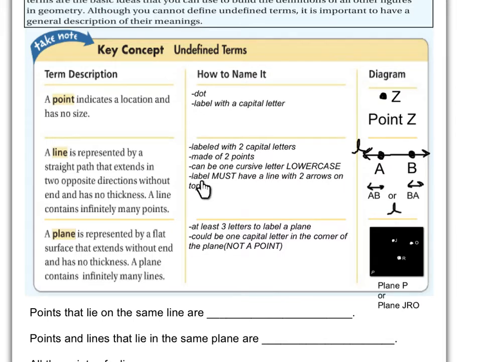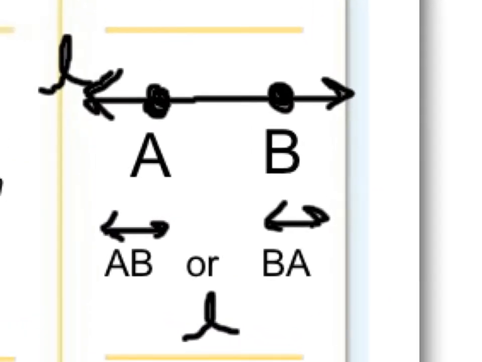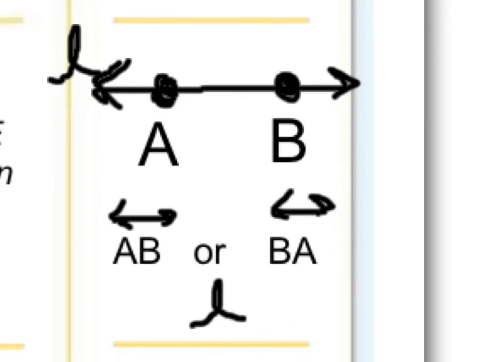You also must have a line with 2 arrows on top of your letters when you label these. As I look at my example, I've got a line right here, and we've got our line AB with points A and B on it. These 2 points created a line. You'll notice these have arrows at the end, which means this is continuous. It just keeps going and going and going. And you'll also see this little cursive letter l right next to it.